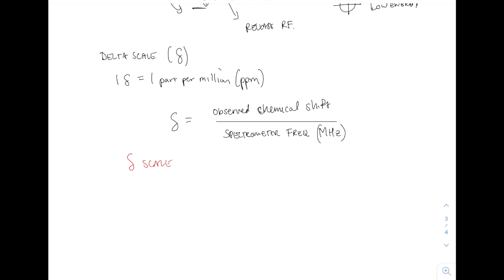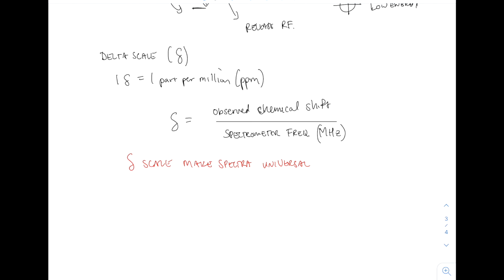So delta scale essentially makes the spectra universal and applies to all magnetic fields. Spectra universal and applies to all magnetic fields.